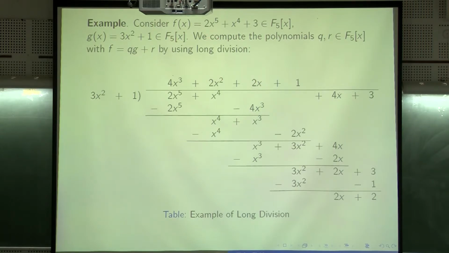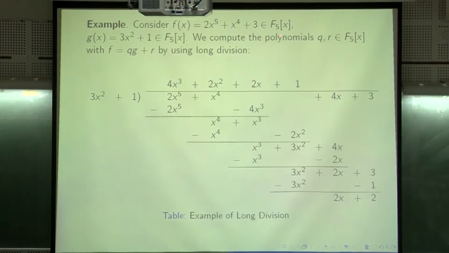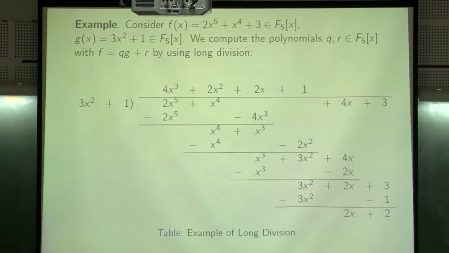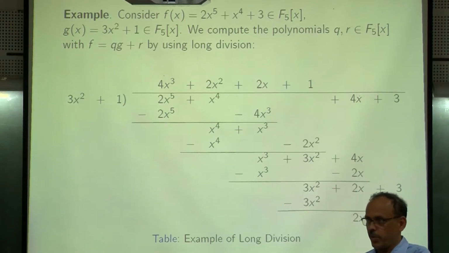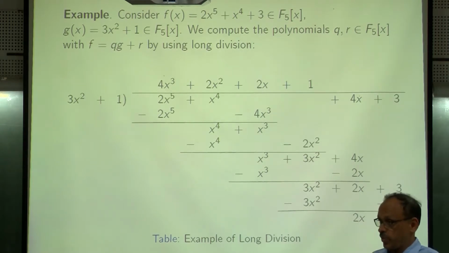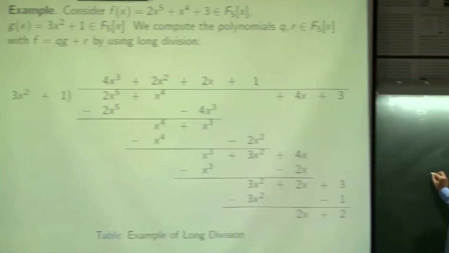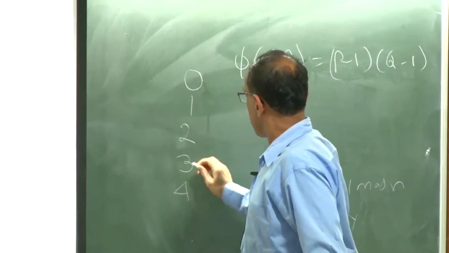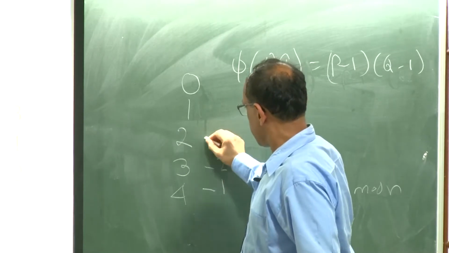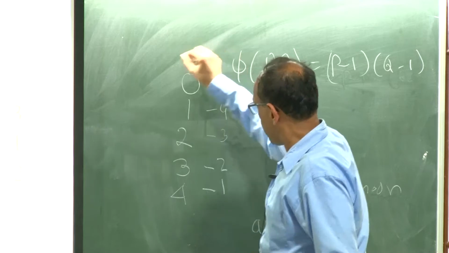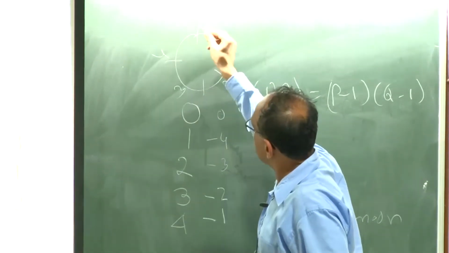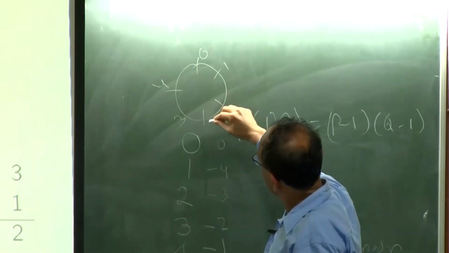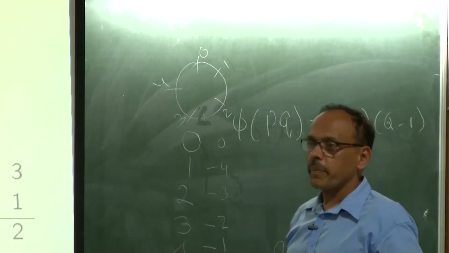So 2x to the power of 5 plus x to the power of 4 plus 3 is now in F5, which is Z5, the integers modulo 5. 5 is a prime number: 0, 1, 2, 3, 4. Now 4 is actually minus 1 in that field. To keep it very simple, 0, 1, 2, 3, 4: now 4 is minus 1, 3 is minus 2, 2 is minus 3, 1 is minus 4, and 0. You can represent it like that, with 0, 1, 2, 3, 4 and minus 1, minus 2, minus 3, minus 4.